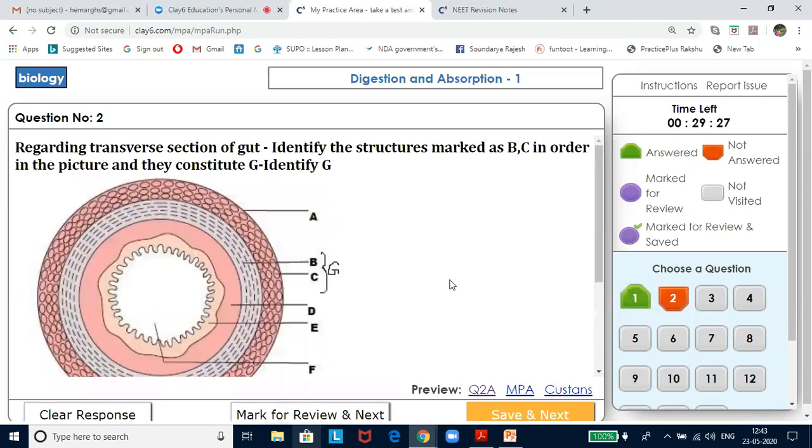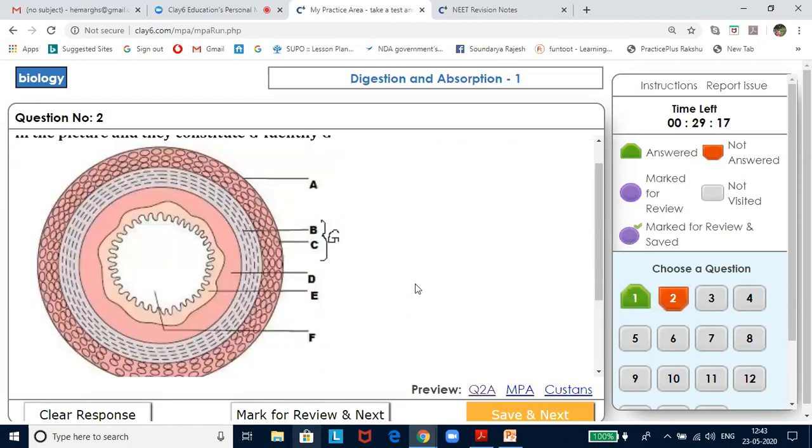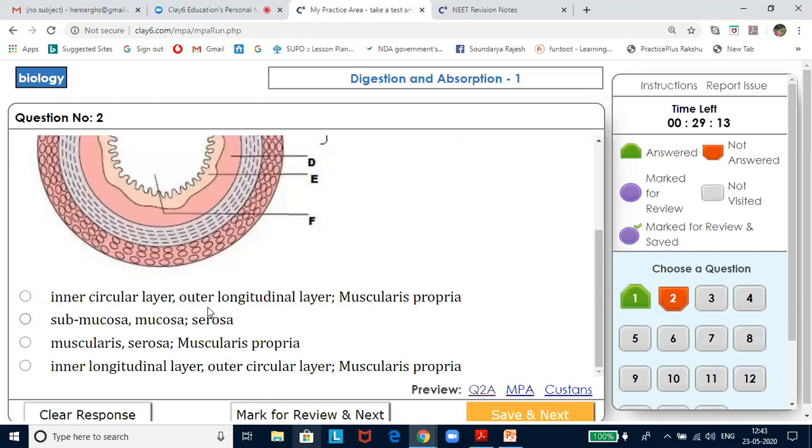Regarding the transverse section of gut, identify the structures marked as B, C in order in the picture and they constitute G. Identify G. So now you have to identify what is B and what is C. Inner circular layer, outer longitudinal layer, and muscularis propria.